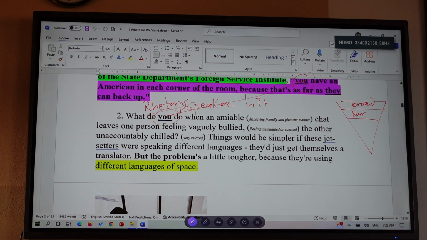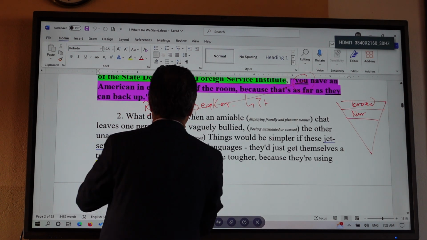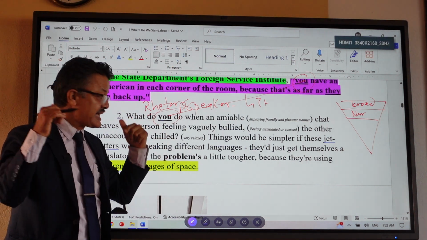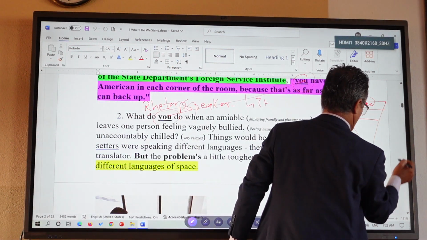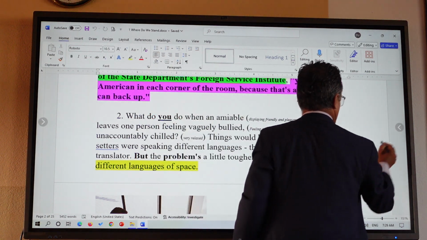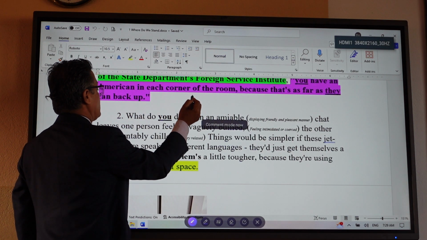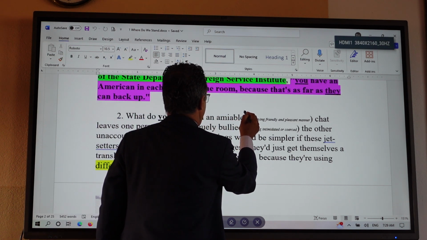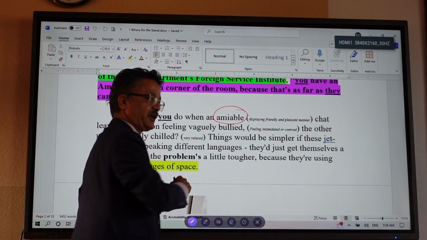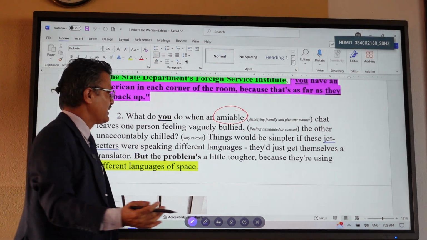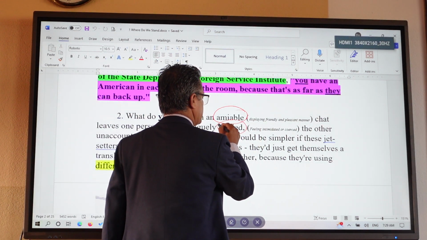Now, let me show this narrowing down here. Look here. In the first paragraph, you saw a scene. In the second paragraph, you know the consequence now. What is the consequence here? Look at the consequence. How does the middle man feel? He feels amiable because he is getting to talk to a person. But the American, he feels bullied.